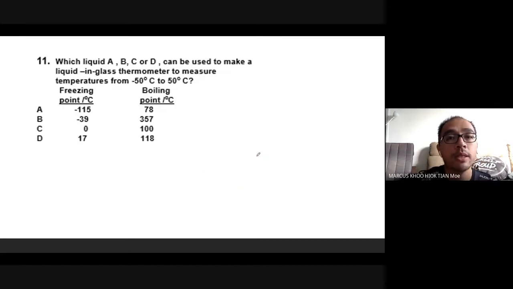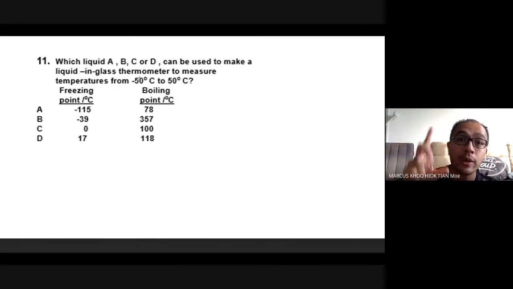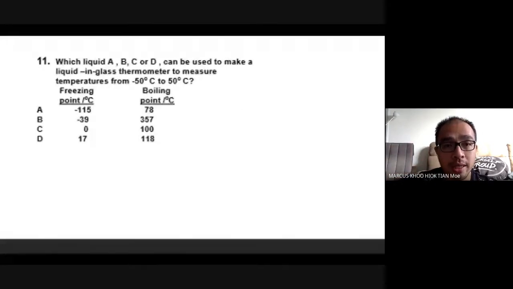Okay, which liquid ABCD can be used to make a liquid in-glass thermometer to measure temperatures from negative 50 to 50 degrees Celsius? Okay, so not all thermometers are like 0, 100. Some thermometers, they are special. They can measure until negative 50 degrees Celsius. So we need to choose the correct liquid inside the thermometer. If you watched the video yesterday, I said that inside our normal thermometer, the liquid that we use is mercury lah. Okay, because there is a certain freezing point and boiling point. So which one is the correct pair?